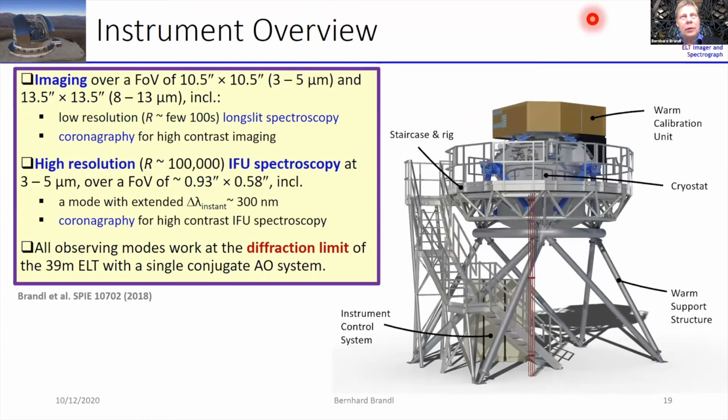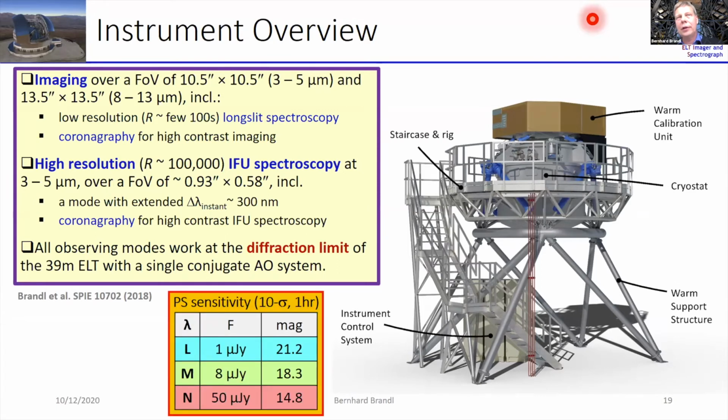So I think the talks are online. I don't want to discuss the specifications here for METIS nor for MIRI in detail. This should just give you an overview of the instrument. But the things to keep in mind, it has imaging capabilities at high contrast, of course. It has a high resolution integral field spectrograph, and everything works at the diffraction limit. And here are the point source sensitivities in microjanskys and in magnitudes for reference.